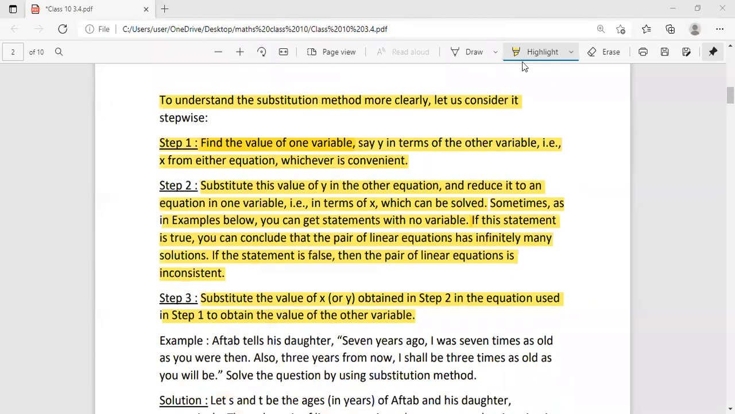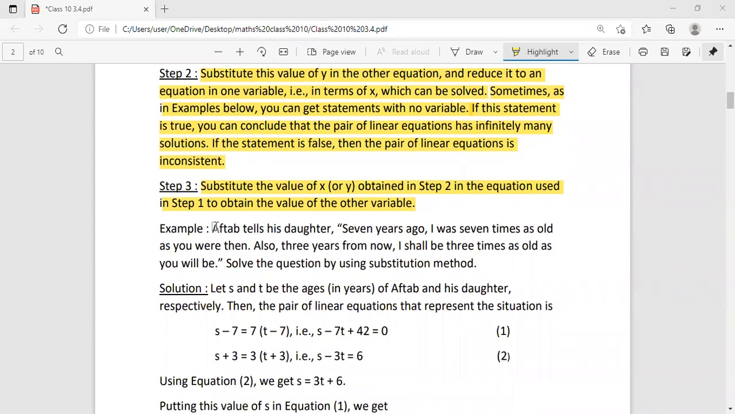So now we are going to do an example. Actually, this question you had done in your first exercise. Graphically, you have represented it. But now we are going to solve it using the substitution method. Fine. Let us see. The question is, Aftab tells his daughter, 7 years ago, I was 7 times as old as you were then. Also, 3 years from now, I shall be 3 times as old as you will be. Solve the question by using the substitution method.